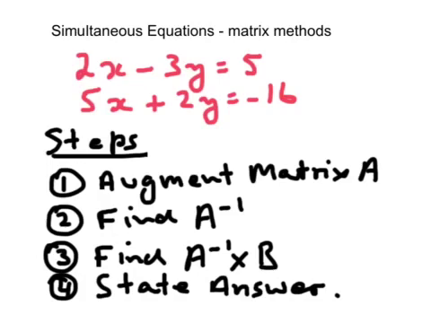We've got to form a matrix which we call matrix A. And then we find the inverse of A, that's step 2. Step 3 is simply to multiply the inverse of A by B. And by B I mean the matrix formed by using our constants there. And then finally, a very minor step, we state the answer.